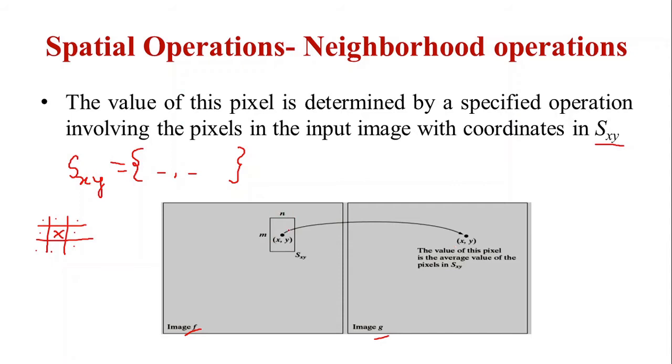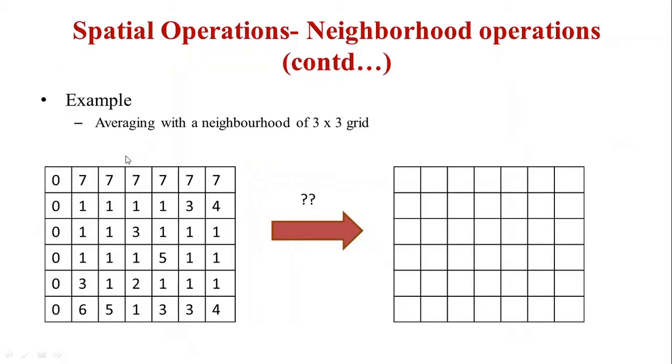We are defining a window of size m cross n. Here there is no restriction right now on the value of m cross n. Later on, when we talk about filters in more detail, we will understand how we should choose these values, right? So this is the basic definition of neighborhood operation: instead of an individual pixel, the value in this transformed image is now computed with the help of the pixels which are in the neighborhood of this particular pixel. So have a look here.